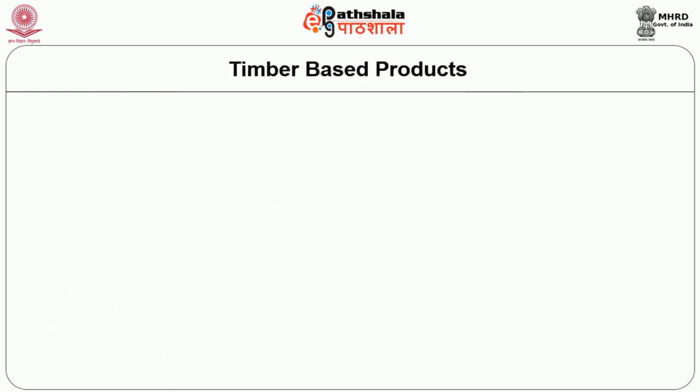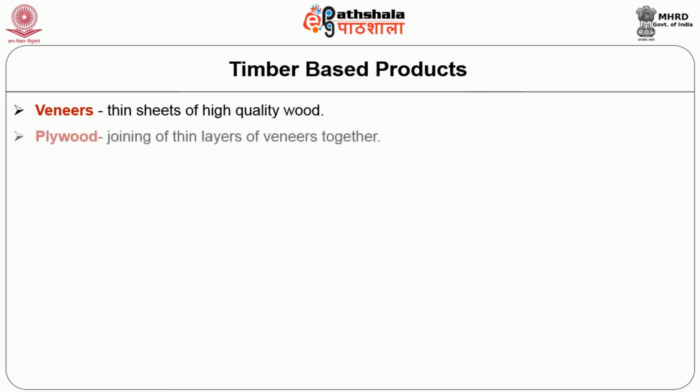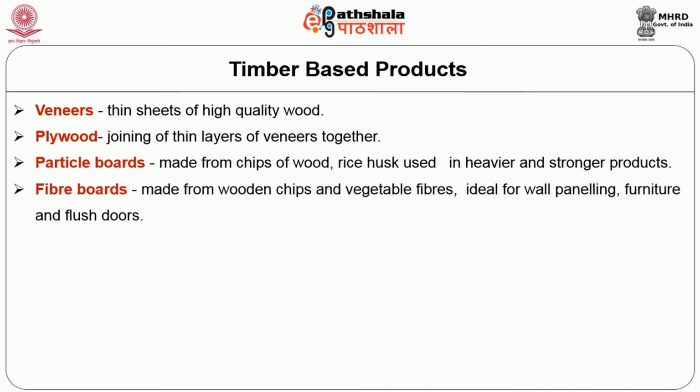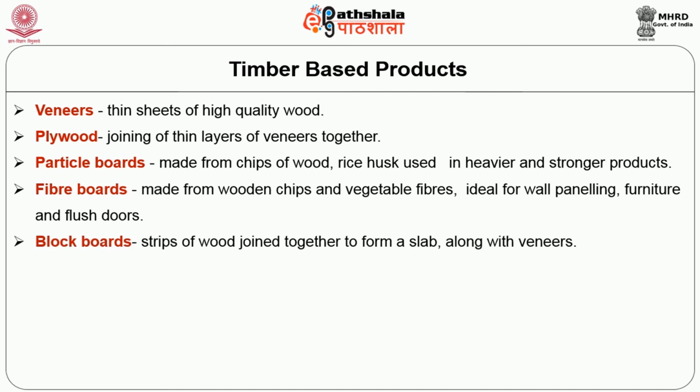The timber based products are veneers, which are thin sheets of high quality wood; plywood, which is formed by the joining of thin layers of veneers together; particle boards made from the chips of wood, rice husk used in heavier and stronger products; fiber boards made from wooden chips and vegetable fibers, ideal for wall paneling, furniture and flush doors. Block boards, strips of wood joined together to form a slab along with veneers.